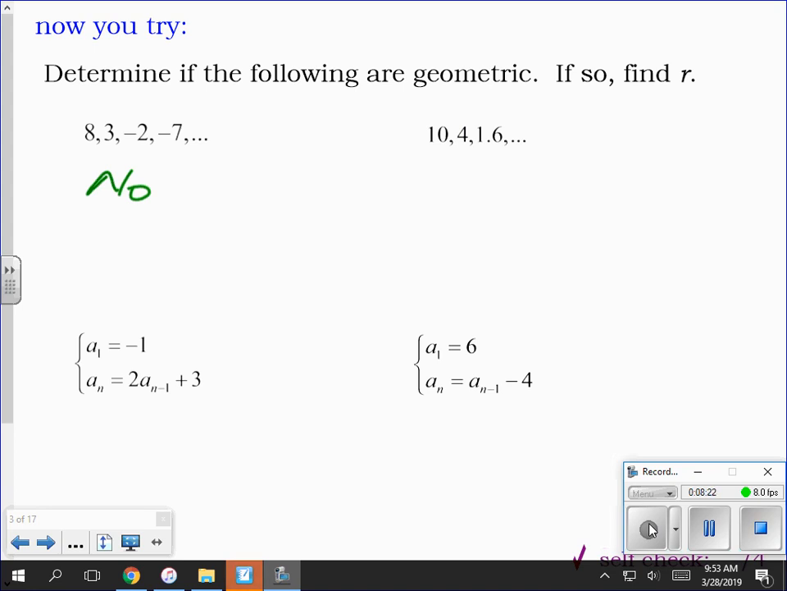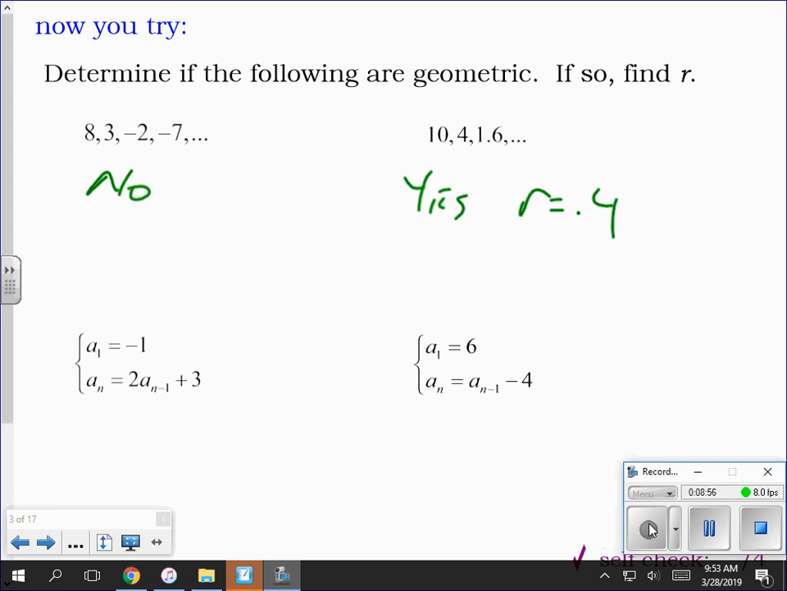Second one, is it geometric, yes or no? Geometric. Yes, it is. It's geometric. 0.4. And R is 0.4. I prefer not putting the 0 in front because sometimes people get confused, but it doesn't really matter if you do or not. Yes, that one is. It's okay to have it be a decimal and not a fraction because you have decimals in there already. Okay. This next one, yes or no?